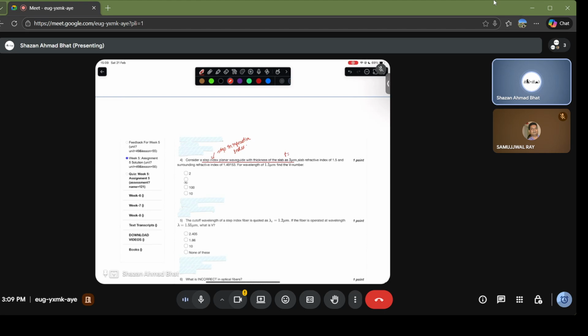The thickness, let's write it as D, is 3 micrometers. The refractive index of the slab, let's write it as N slab, is 1.5. The surrounding refractive index is 1.49153, and the wavelength is 1.5 micrometers. We need to find the V number. Basically, the V number gives you information on how many modes are supported by the waveguide. And modes are just the solutions of Maxwell's equations.